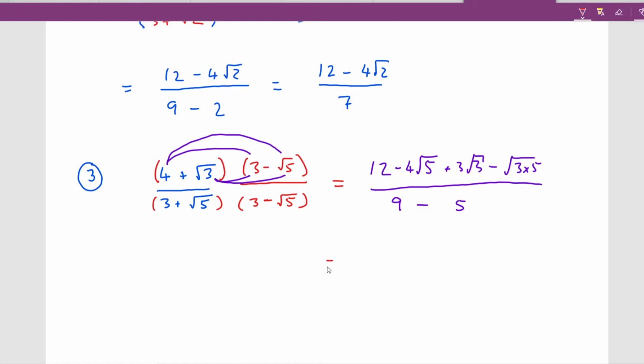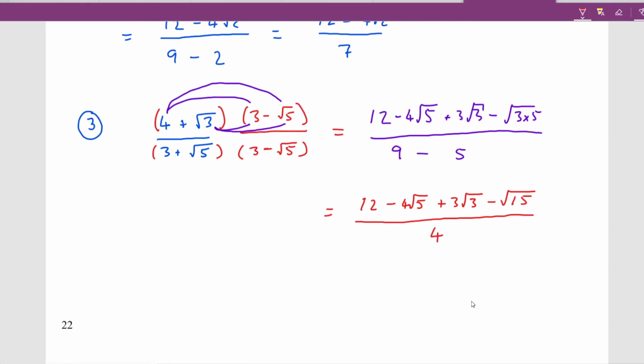So let's now go and do some, where possible, cancellation and brushing up. Well, there's nothing much cancelling at the top, so we've got 12. We've got minus root 5. We've got plus 3 root 3. And we've got minus, we can put this as 15, root 15 on the top. And on the bottom, we've got 9, take away 5 is 4. There's nothing going to cancel, nothing's going to be simplified, and that is our final answer. That's the best you're going to get.